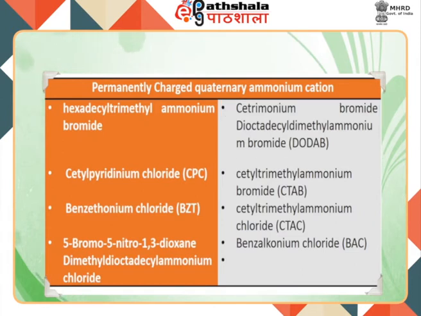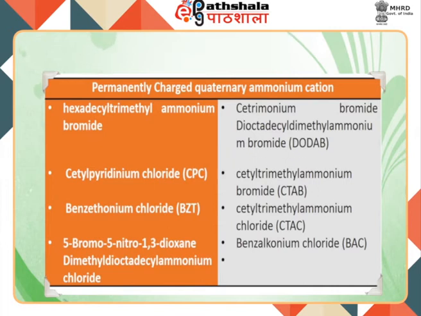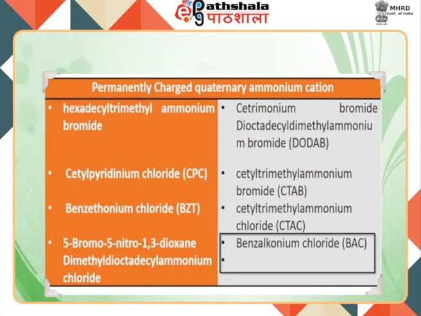Another example, cetrimonium bromide, dioctadecyl dimethyl ammonium bromide. Another example, cetyl trimethyl ammonium bromide. Next one, cetyl trimethyl ammonium chloride. This is written as CTAC. And the last one, we have benzalkonium chloride, which is known as BAC as the short form.